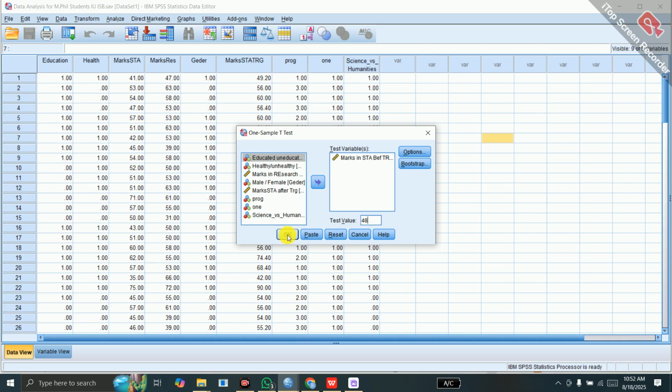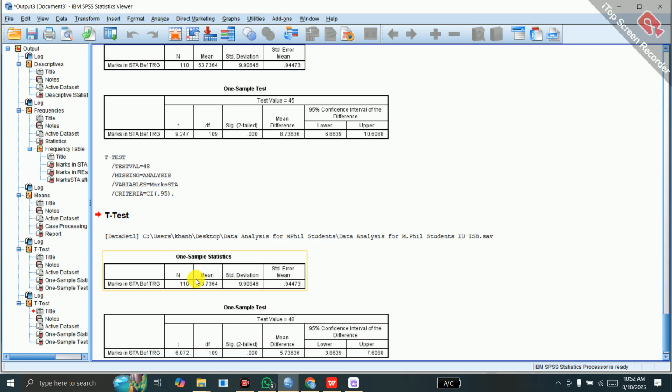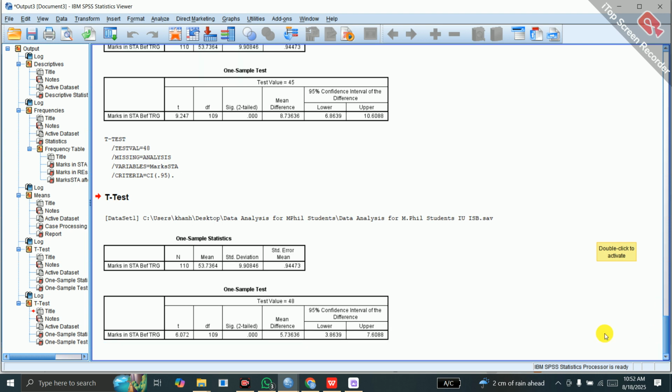If I click on OK, it shows the one sample statistics. The n is 110. The mean of the marks in statistical analysis and interpretation is equal to 53.7364, the standard deviation is equal to 9.90846, and this is the standard error of the mean. In the table below, the t value is equal to 6.072, and degrees of freedom is n minus 1. So n is 110, and 110 minus 1 is 109.